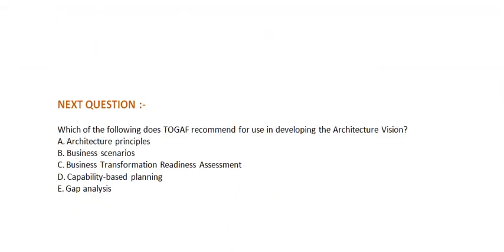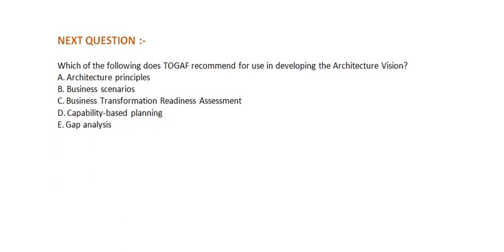Next question is, which one of the following does TOGAF recommend for use in developing the architecture vision? Option A, architecture principles. Option B, business scenarios. Option C, business transformation readiness assessment. Option D, capability-based planning. And option E, gap analysis. The correct answer is option B.